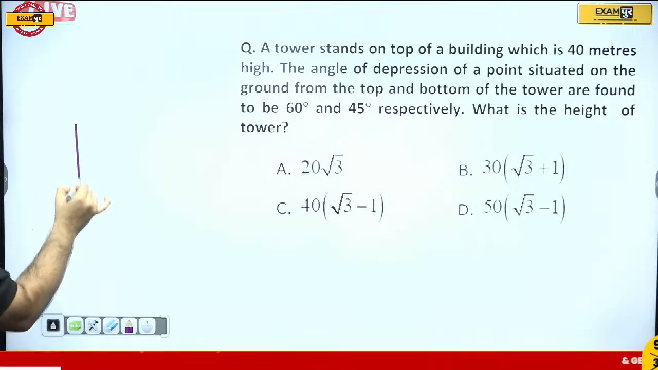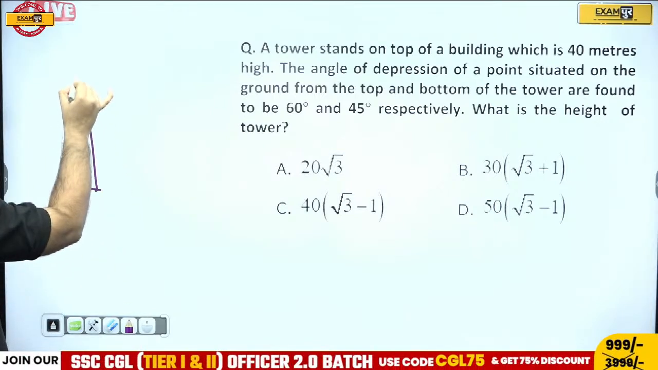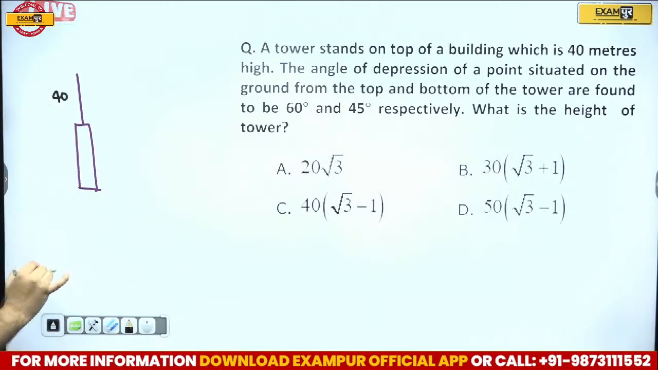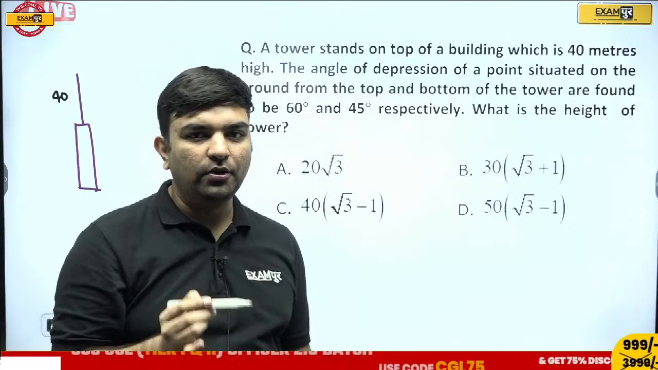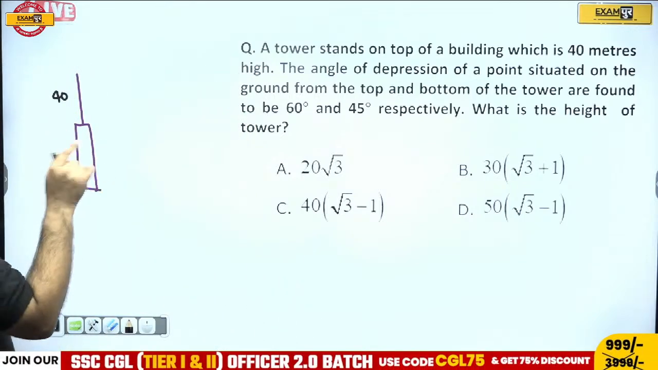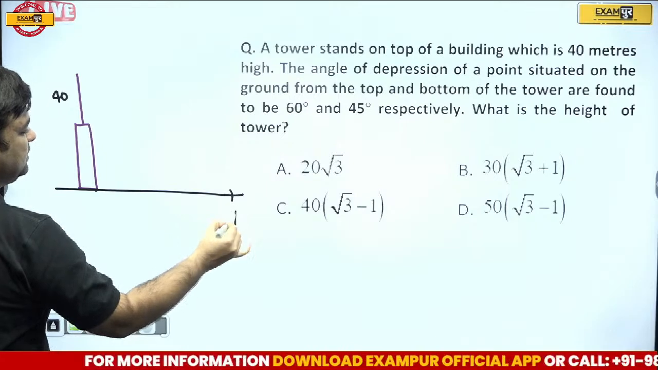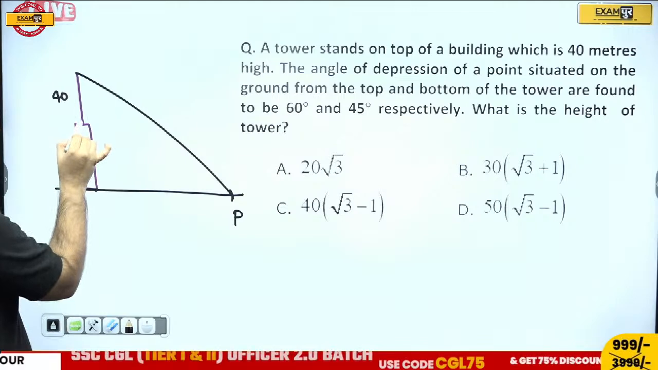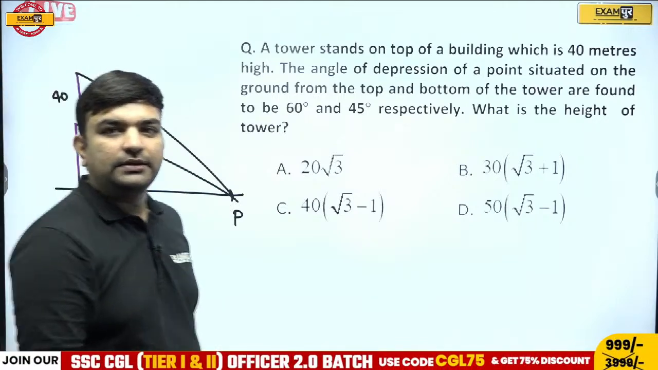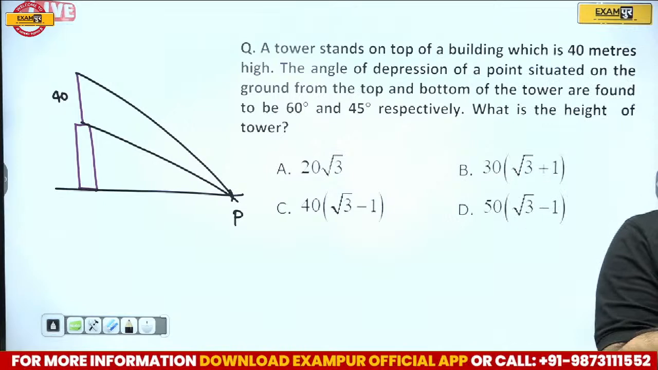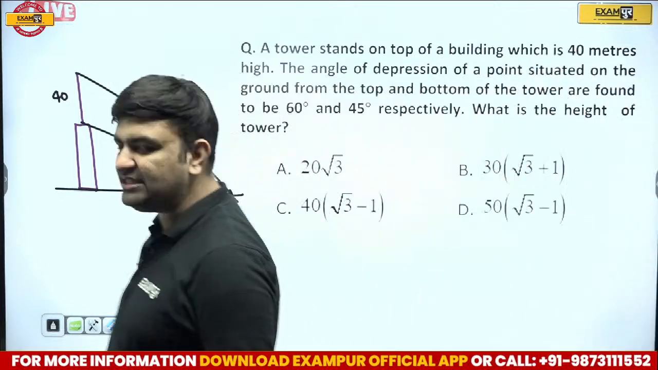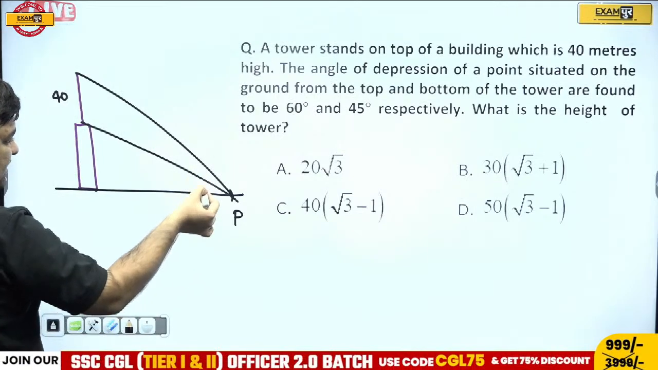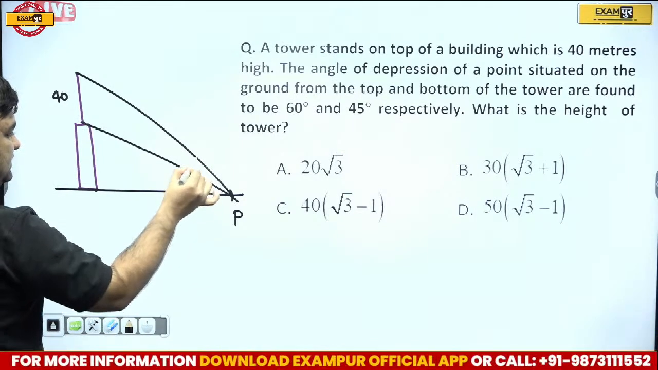A tower is standing on a building. The angles of depression of a point from the top of the tower and the bottom of the tower are 60 and 45.